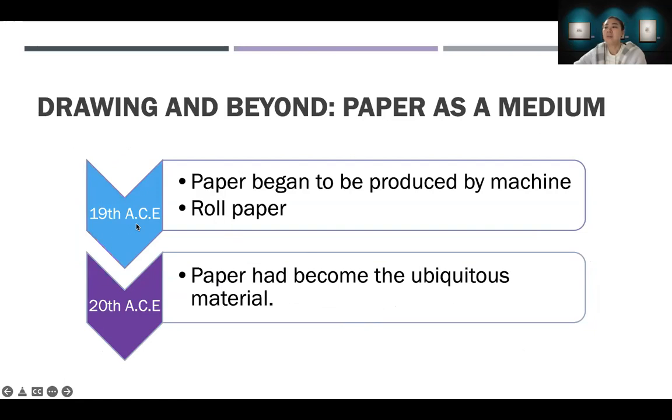After the Industrial Revolution in 19th century, paper began to be produced by machine. And finally, instead of individual sheets, machines manufactured paper in continuous roll. In 20th century, paper had become the ubiquitous material we know today, such as newspapers, magazines, advertising posters, and other products.